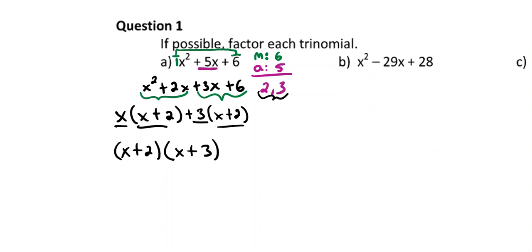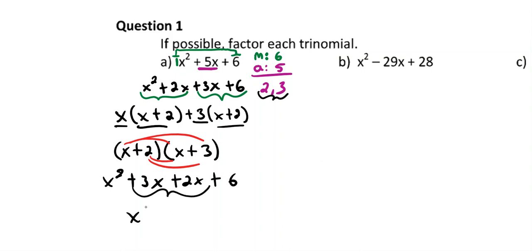Just to prove it, you guys don't need to do this step if you don't want, but I'm going to expand this out quickly just to remind you how this worked. x times x was x squared. x times 3 was 3x. 2 times x was 2x. 2 times 3 was 6. You combine your like terms and we'd have x squared plus 5x plus 6. So that's just going back the other way again. You can go back and forth, multiplying them out or factoring them again.